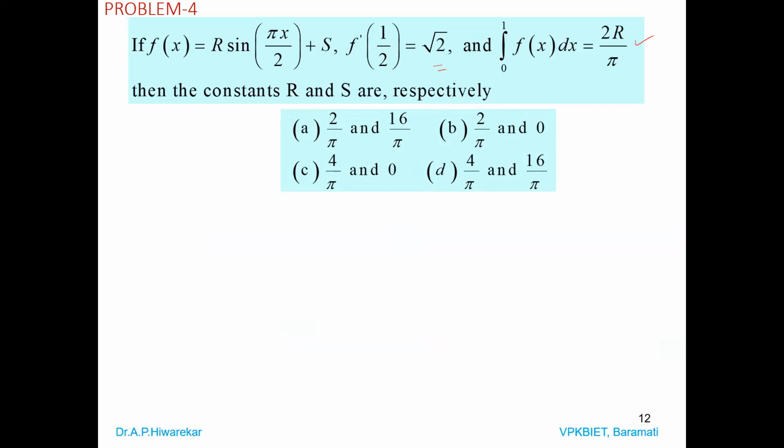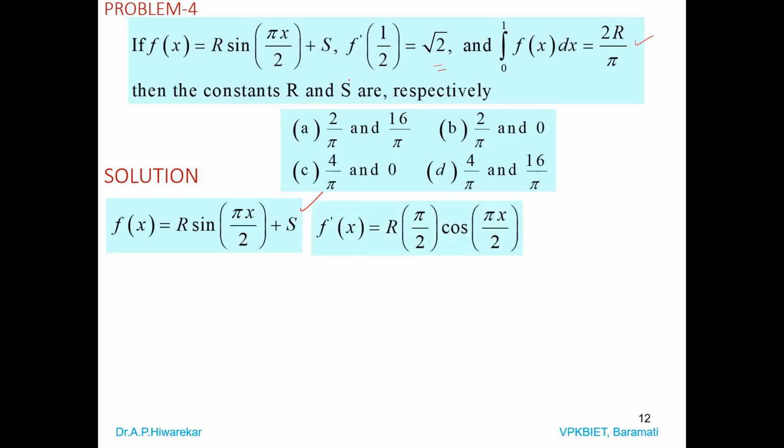So here we need to actually calculate. We have f(x) given as r times sine of pi x by 2 plus s. Calculate f dash of x from this. Find the derivative with respect to x. So it is r times, the derivative of sine is cos, so it is r times pi by 2 cos of pi x by 2. This is very obvious. We can find the derivative very quickly.